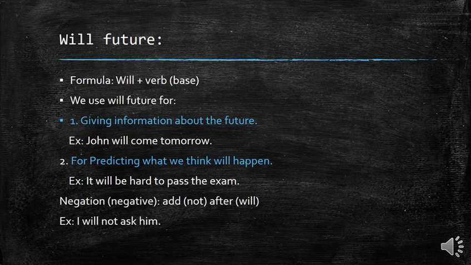So you would also notice that we have negative. What's the meaning of negative? The negation that we always talk about is using not. So where to put this not? It's always putting it after will. So the examples that we give, like for example, John will come tomorrow, we can negate it simply by saying John will not come tomorrow. The example that we gave here, I will not ask him, simply by putting not after will.